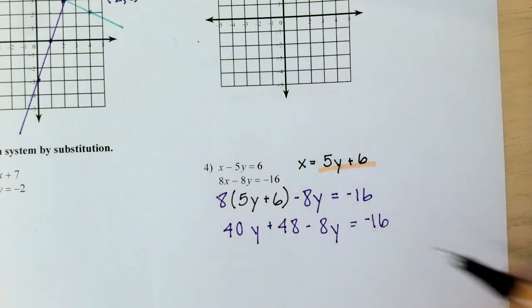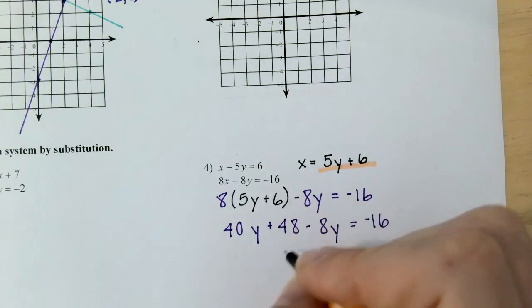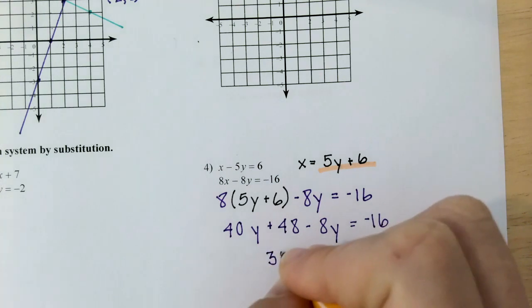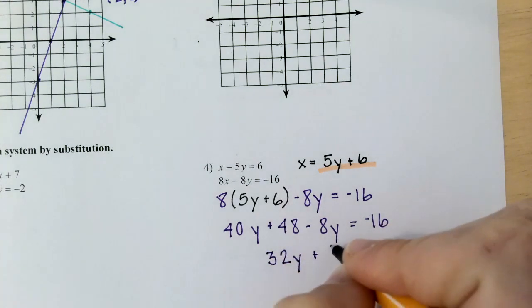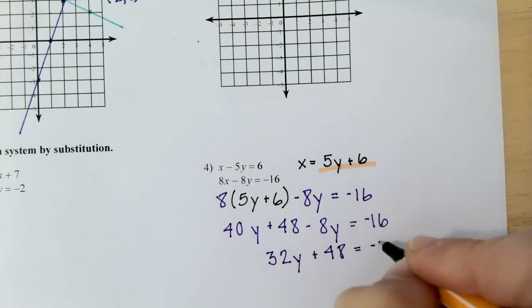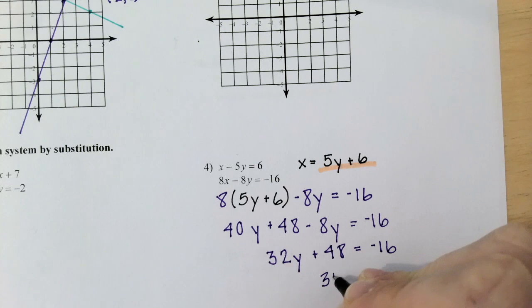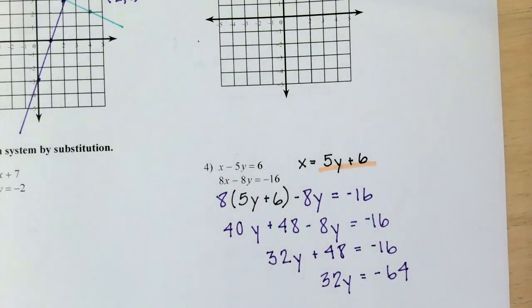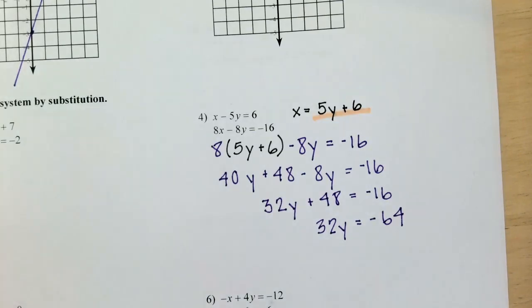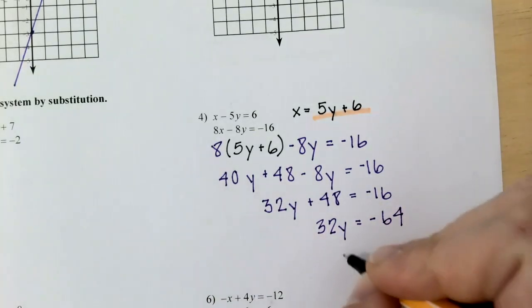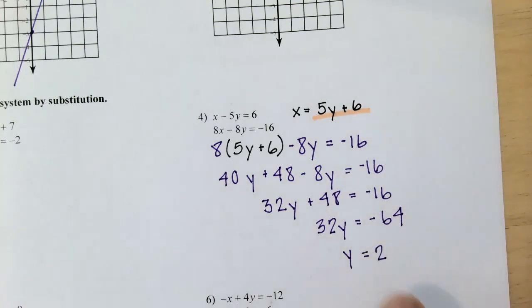Let's just combine like terms. 40 minus 8 is going to be 32. 32y plus 48 equals negative 16. Negative 16 minus 48, so 48 and 16 are 64. So 32y is negative 64, I almost forgot, those are both negatives. And then negative 64 divided by negative 32 would just be a 2, so y is 2.